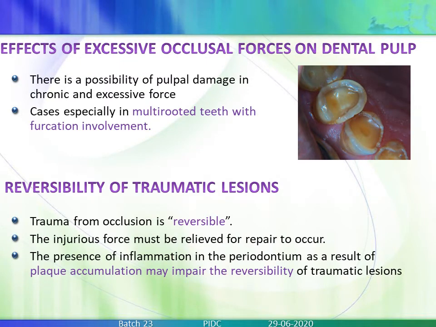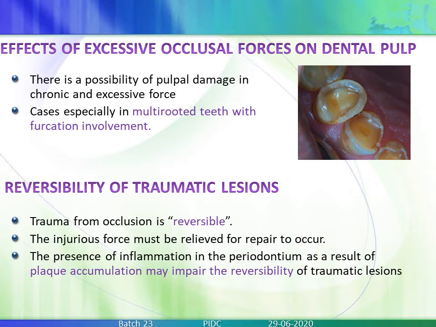So, coming on to the effects of excessive occlusal forces on dental pulp. This has been a question of controversy, whether excessive occlusal forces cause any problem to the dental pulp. Authors have told that there could be a possibility of damage if the force is excessive and chronic, especially in cases of multi-rooted teeth with furcation involvement.